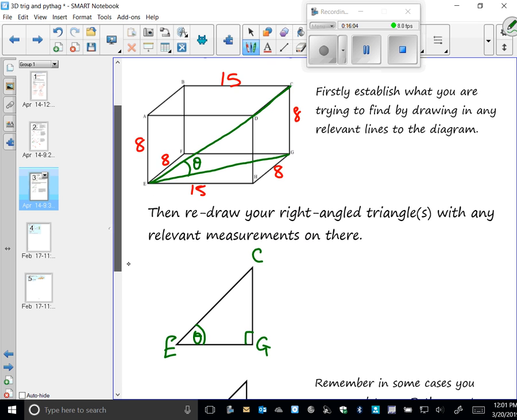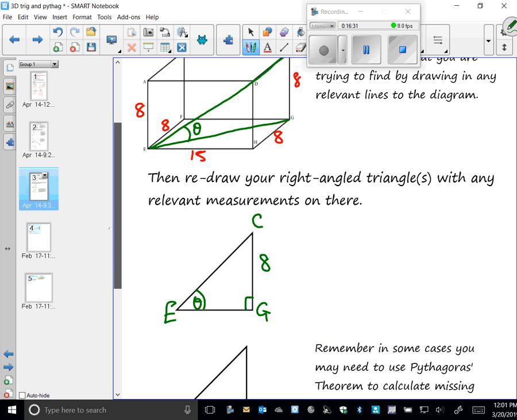Right, so now I'm going to label any measurements that I do know. Well, I know that CG from my diagram is 8. I don't know EG because that goes through the middle of the base, and EC goes through the middle of the cuboid, so I don't know that either. And obviously we don't know the angle because that's what we're trying to find. But now what we need to do is try and work out either EG or EC.